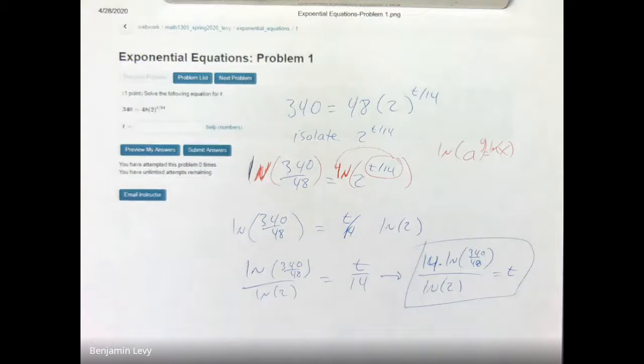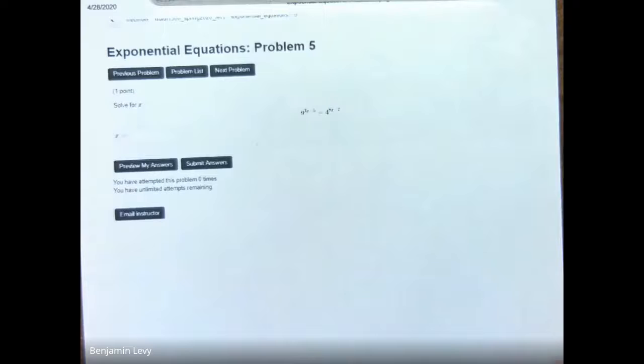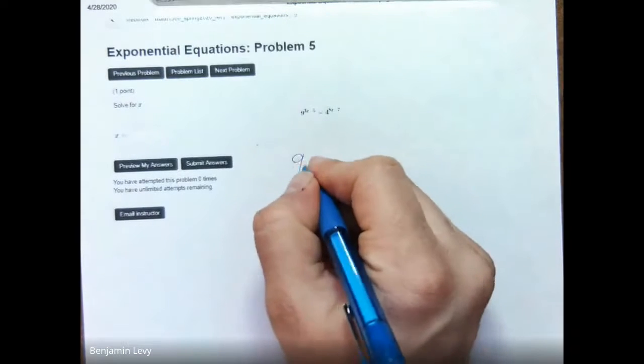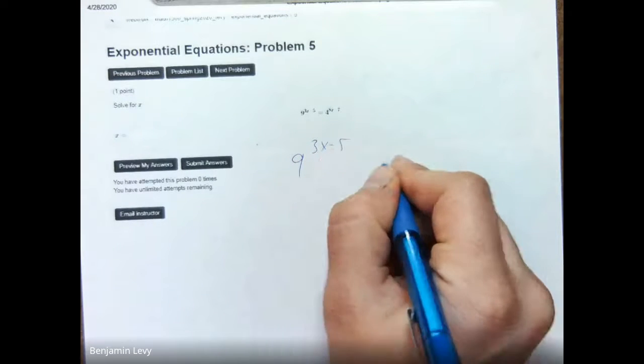Other thoughts about that one? Got another one here. So this other one is more of the harder variety. These are kind of the harder kind of questions. Let me rewrite it again because it's hard to read.